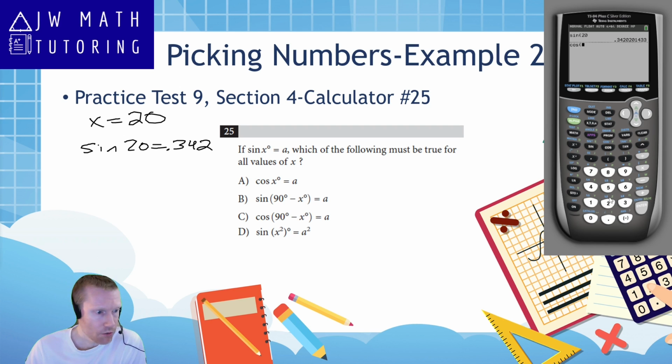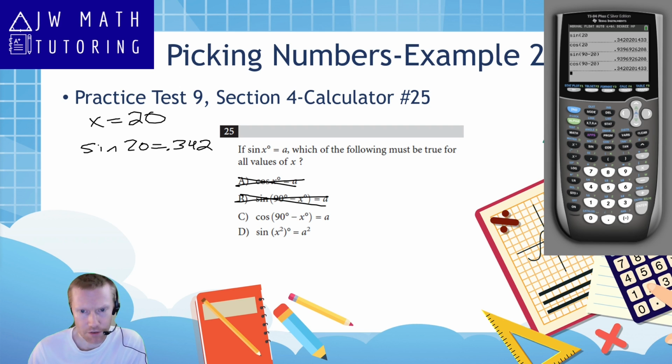First, what is the cosine of 20 degrees? Is it 0.342? Nope, it is not, so eliminate choice A. Next, what is the sine of 90 minus 20 degrees? You could just put this in as sine of 70, but do the 90 minus 20 in your head first. Notice we get the same answer, which is not equal to 0.342, so get rid of that. Now we have the cosine of 90 minus 20, or in other words, the cosine of 70.